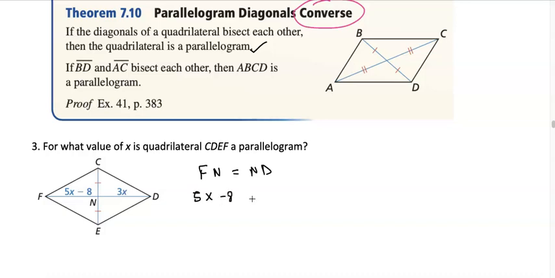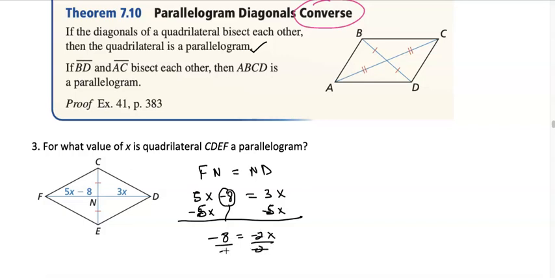So we need to make sure that FN is in fact equal to ND, and to make that true, I need 5x minus 8 to equal 3x. I can do so by subtracting 5x from both sides, and we get negative 8, careful, make sure you bring down the negative, equals negative 2x. Then divide both sides by negative 2, and I get x is equal to 4.